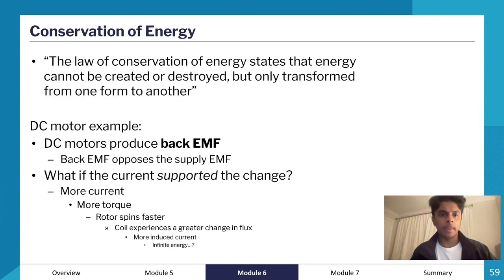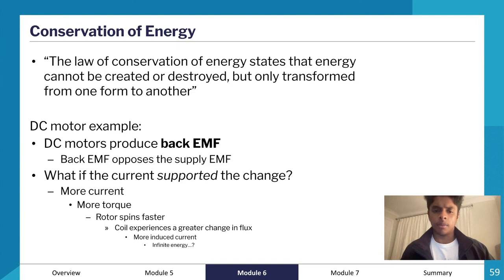All right, so let's look at the conservation of energy now. What is the law of conservation of energy? Well, the law of conservation of energy basically states that energy cannot be created or destroyed. It can only be transformed or transferred from one form to another. So, DC motor example then. DC motors produce back EMF. Back EMF opposes the supply EMF, right?